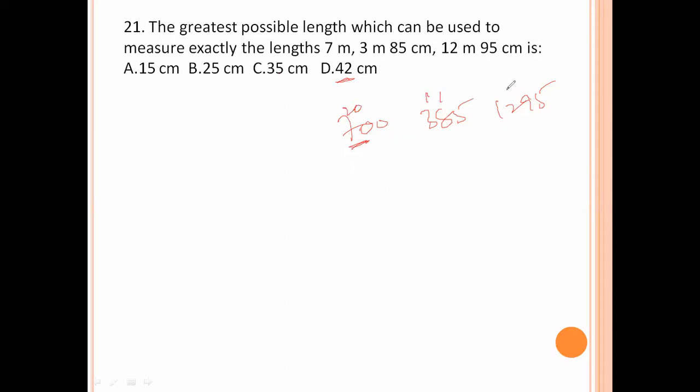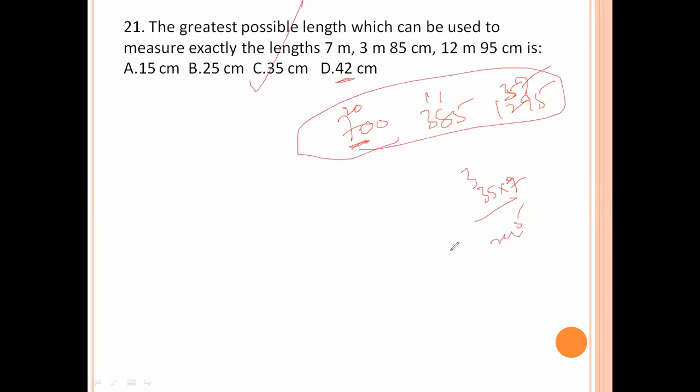35 times 3 is 105. 35 times 7 is 245. 7 times 5 is 35, 7 times 3 is 21, 245. So all these numbers are divisible by 35. So 35 is the right answer.